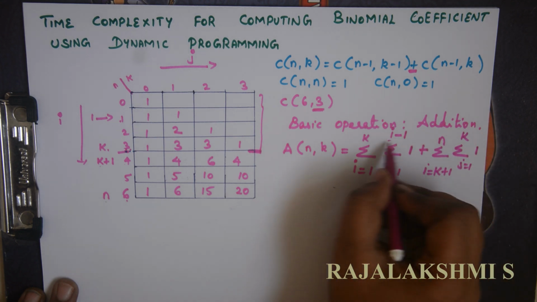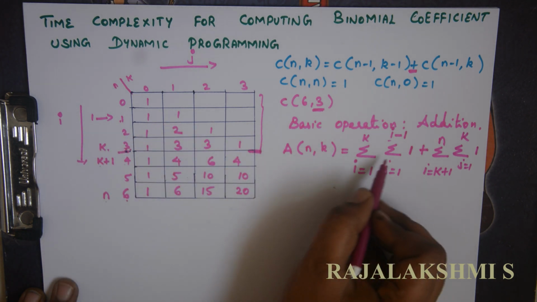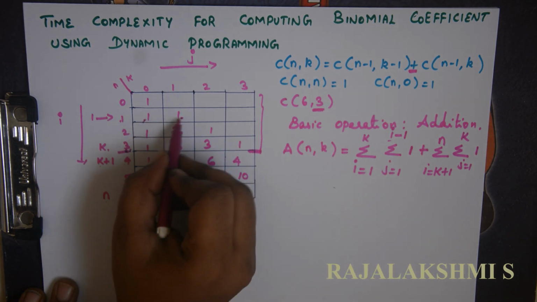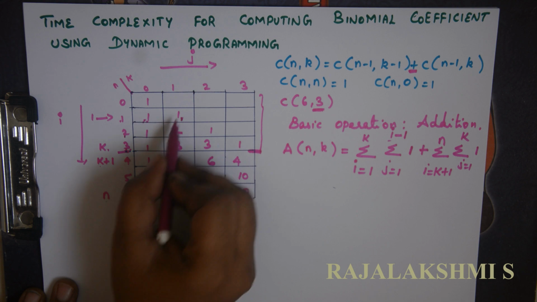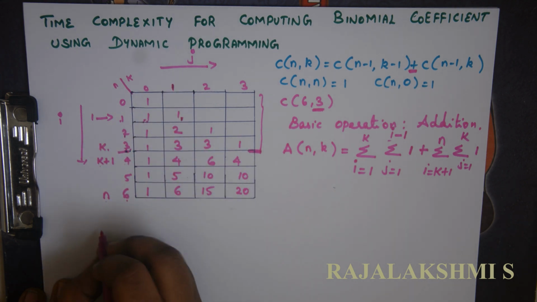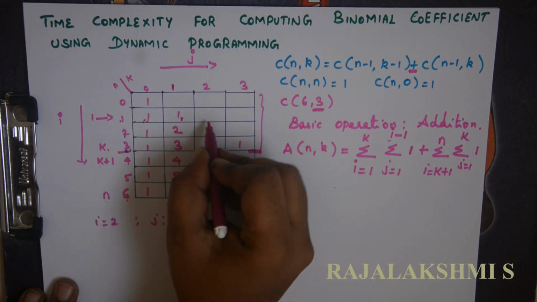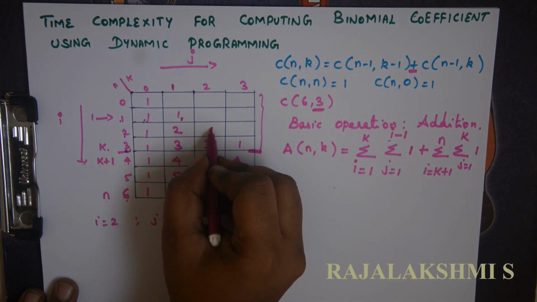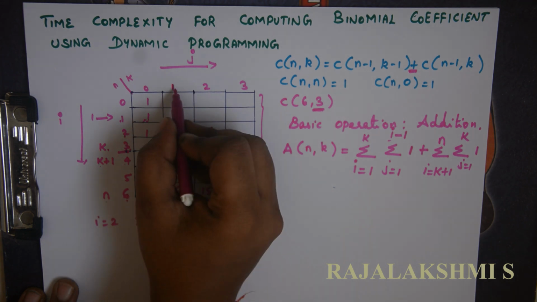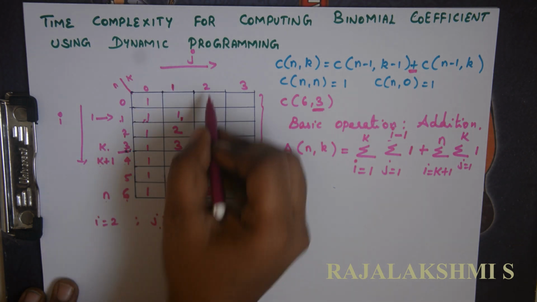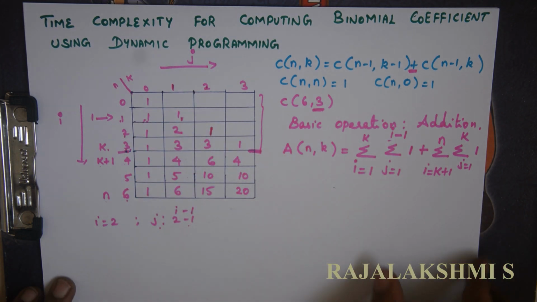Why I am writing i minus 1 here: if i is equal to 1, these two values are filled using the base cases. If we consider i is equal to 2 and we had computed till j is equal to 1, when i is equal to 2, j varies as 2 minus 1, that is 1. We are not computing the value here because this value is filled using the base cases. So j varies till i minus 1. When i is equal to 2, j varies till 1. When i is equal to 3, j varies till 2. That's why we write it as i minus 1.